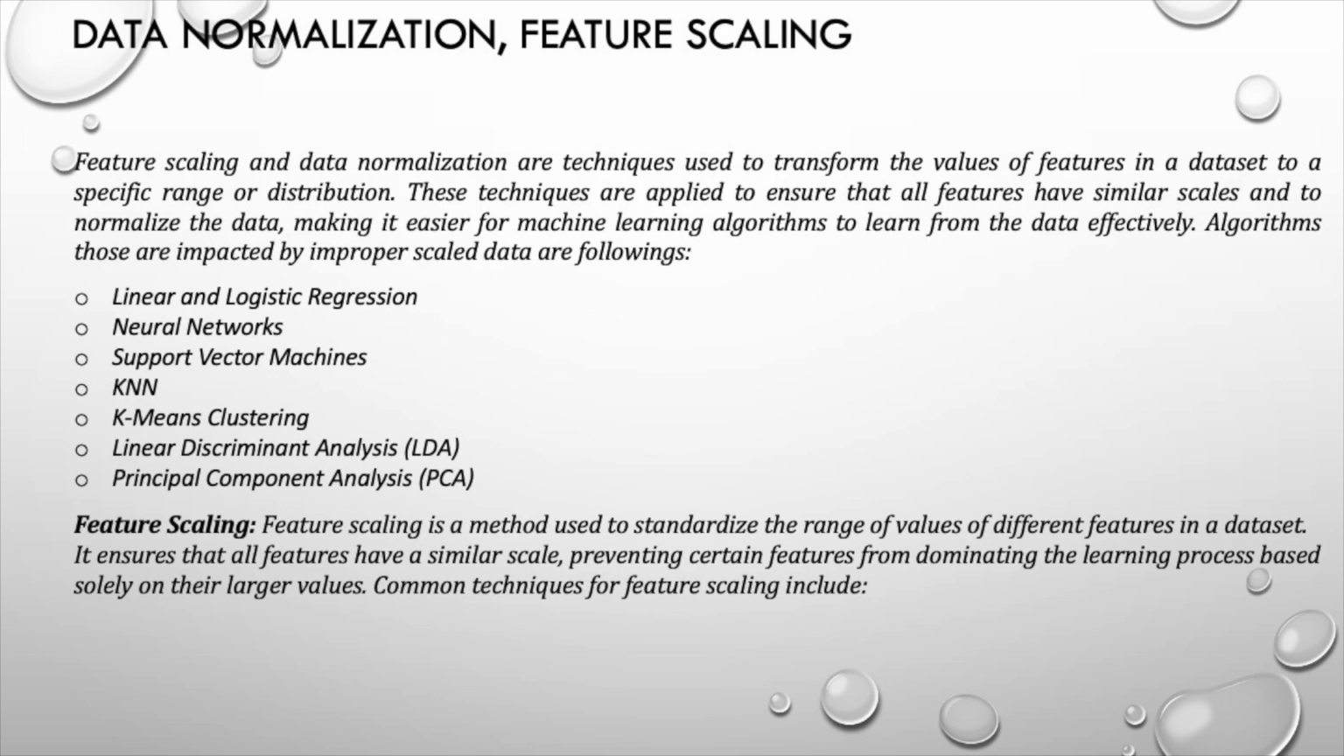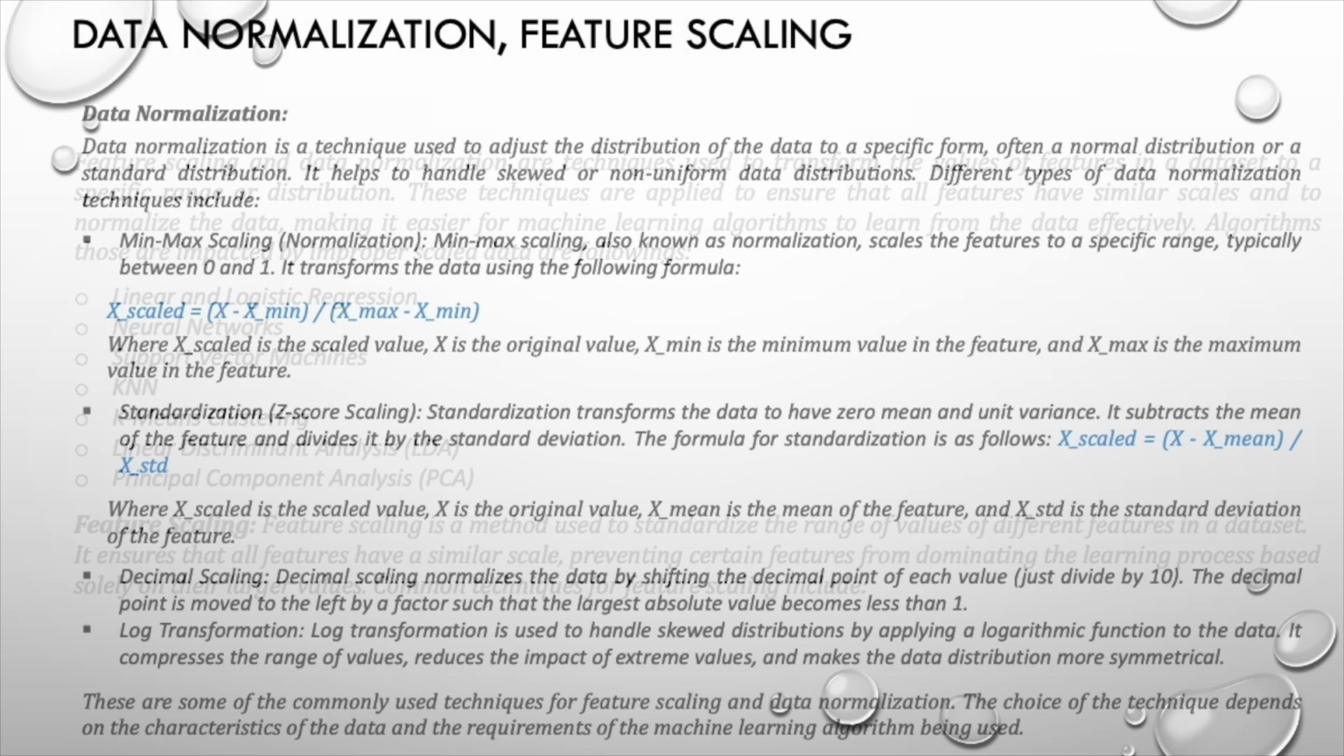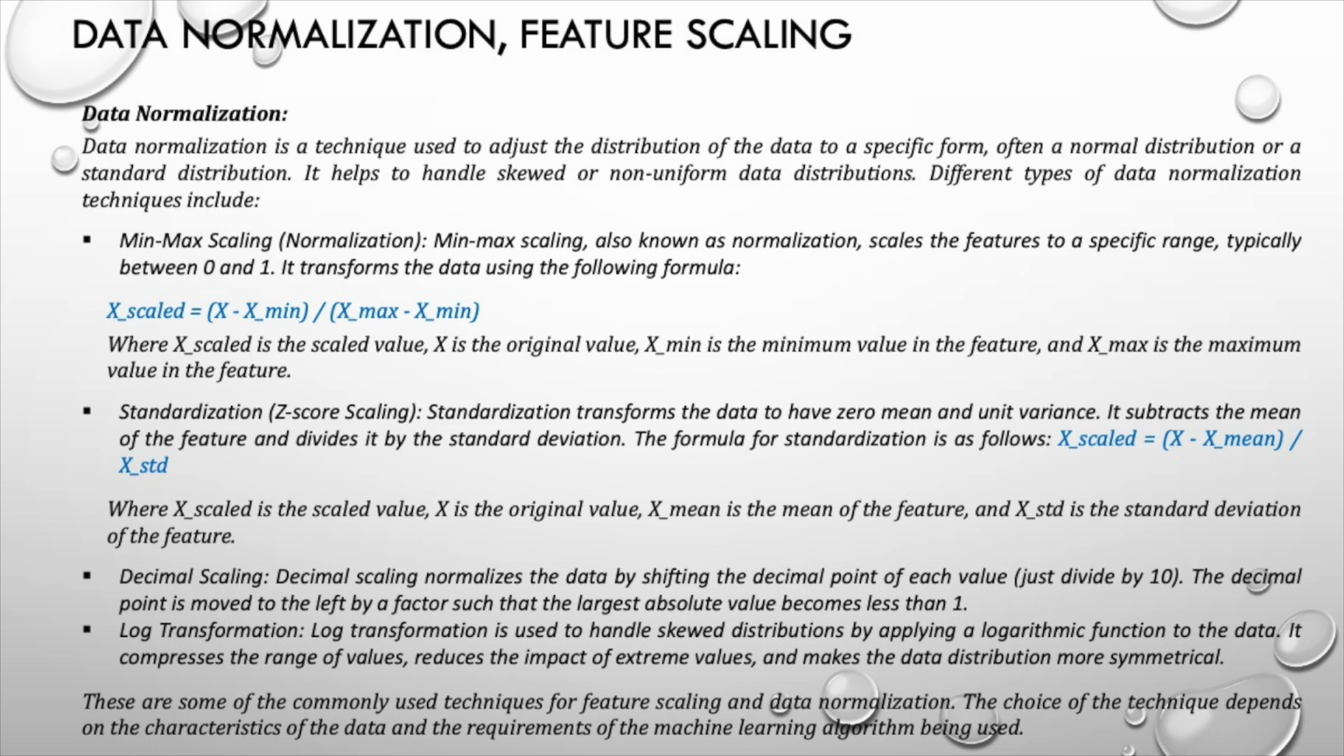Feature scaling. Feature scaling is a method used to standardize the range of values of different features in a dataset. It ensures that all features have a similar scale, preventing certain features from dominating the learning process based solely on their larger values. Common techniques for feature scaling include data normalization. Data normalization is a technique used to adjust the distribution of the data to a specific form, often a normal distribution or a standard distribution. It helps to handle skewed or non-uniform data distributions.